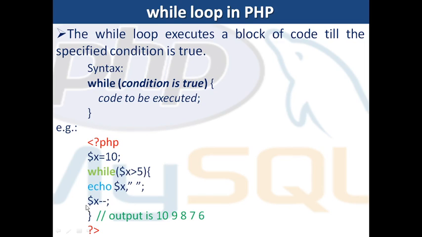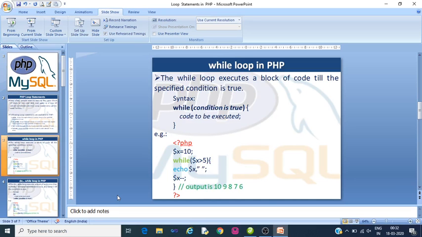Again it will decrease to 8. 8 will be checked if it is greater than 5, fine, it will return true. It will print 8, then decrease to 7 and so on till 5. When it checks 5 is not greater than 5, it will come out of this while loop. So let us check it on the browser.